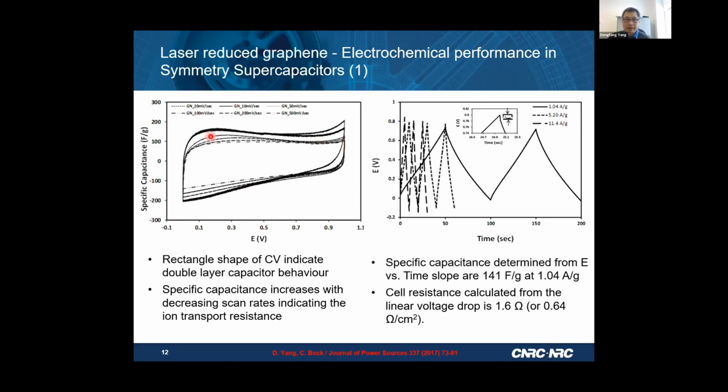So this kind of rectangular symmetric shape indicates that charge is indeed stored on the surface, and it can store and discharge very quickly. And then you can calculate the specific capacitance because the energy is proportional to the specific capacitance. That specific capacitance tells you how much surface allows you to store a charge and how much charge you can store. So you can use the slope from this charge discharge curve and you can calculate. And we determined that the graphene reduced by laser has 141 farad per gram of specific capacitance. And from a tiny potential drop here, you can calculate the total resistance of the device, which we found to be 1.6 ohm. In other words, we convert to the area, and this is the value we obtain here.